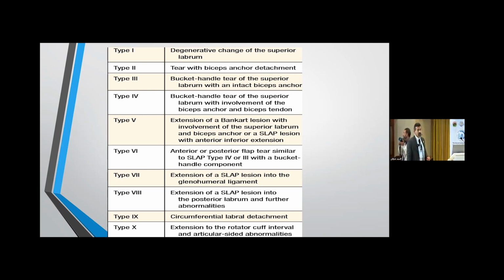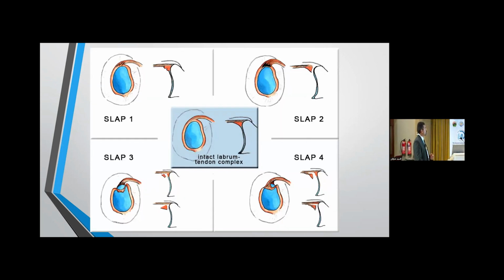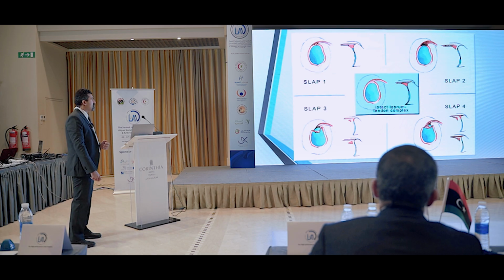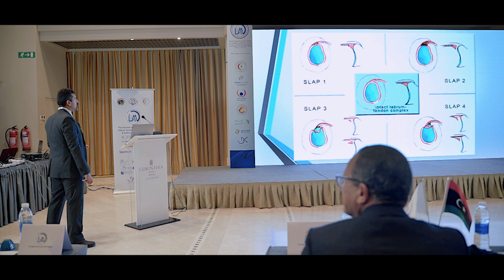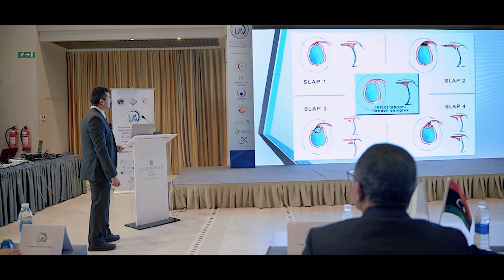Actually, the main types are the first, second, third, and fourth. The other types, the subdivided types from 5 to 10, are subdivisions of the first 4 types of the SLAP lesion. This is another emphasis on what we have said. You can see here the difference between SLAP 1, SLAP 2, SLAP 3, and SLAP 4. You can see the difference between SLAP 3 and SLAP 4, where the biceps anchor is intact in SLAP 3 and detached in SLAP 4.